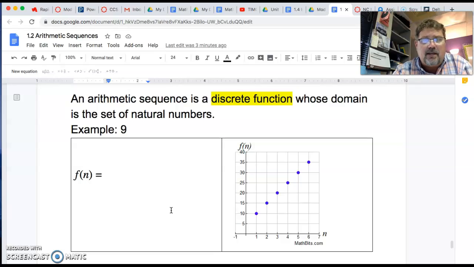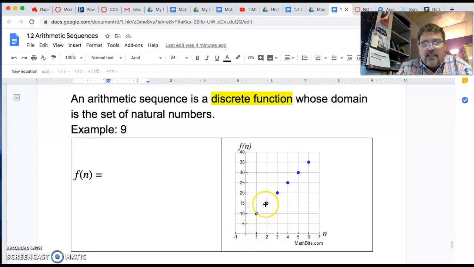It says an arithmetic sequence is a discrete function whose domain is a set of natural numbers. We're going to talk about the discrete pieces highlighted there in just a minute, but first I want to talk about this function in general. We need to complete this part where it says f of n, but all I'm given is a set of dots on a graph. If you look at the dots, n is 1, we get 10. n is 2, we get 15. n is 3, we get 20, and so on.